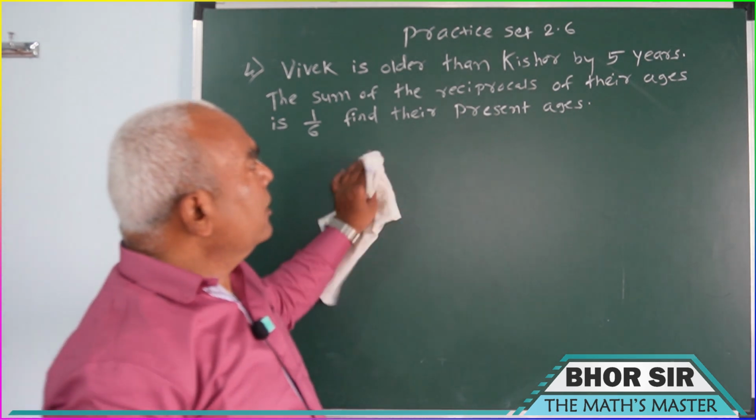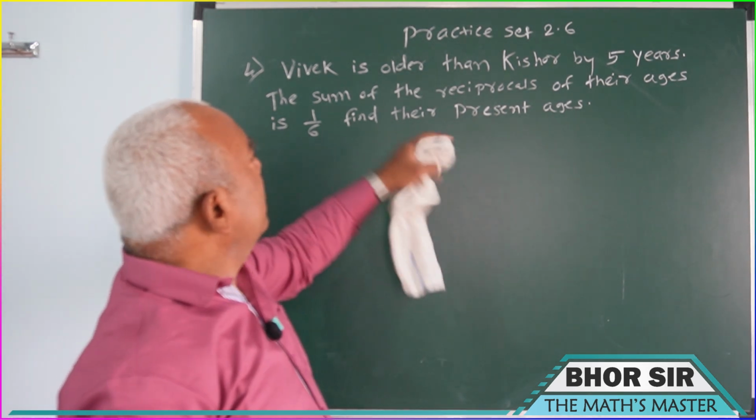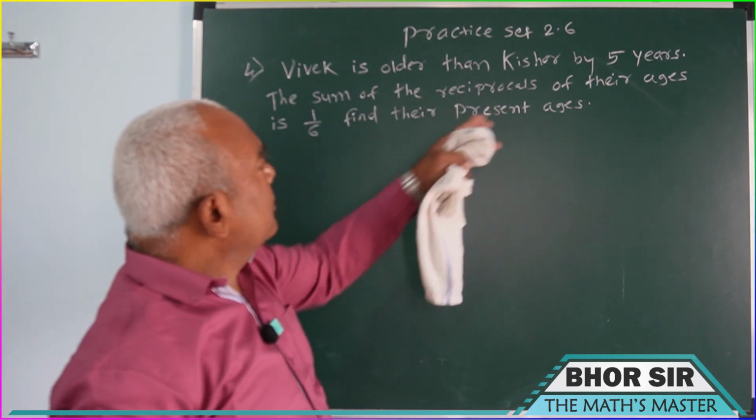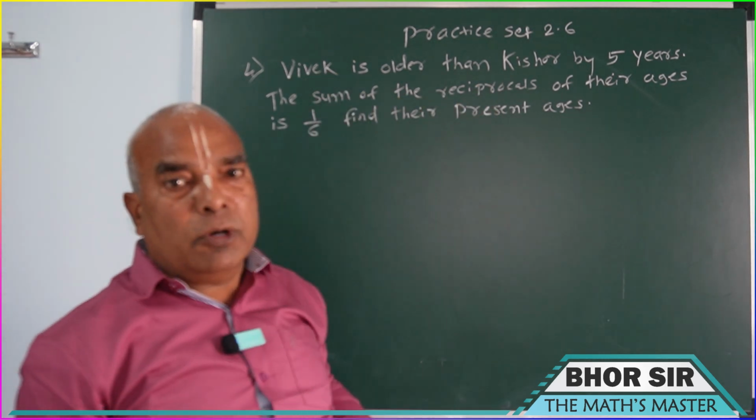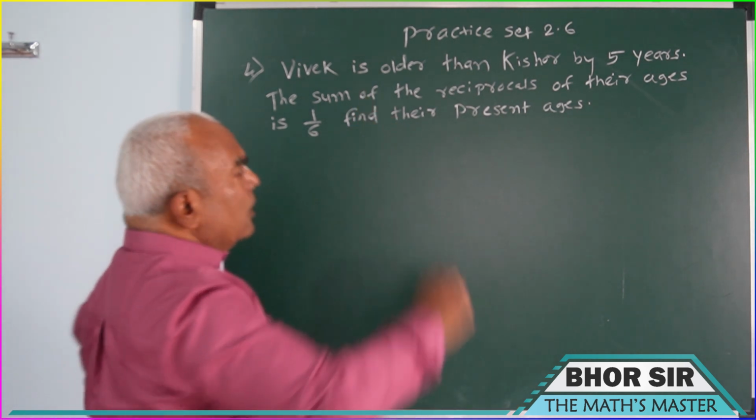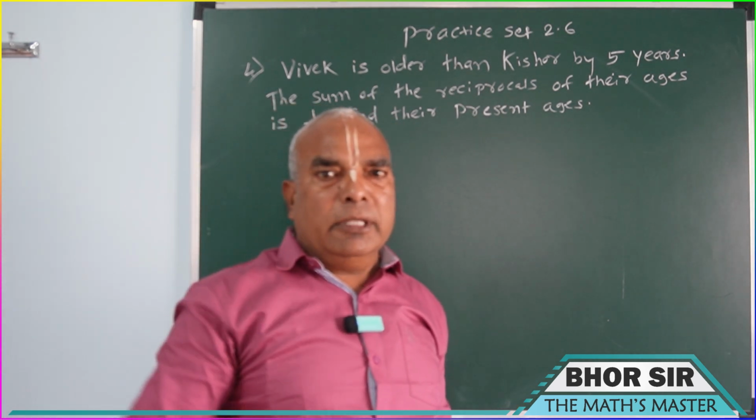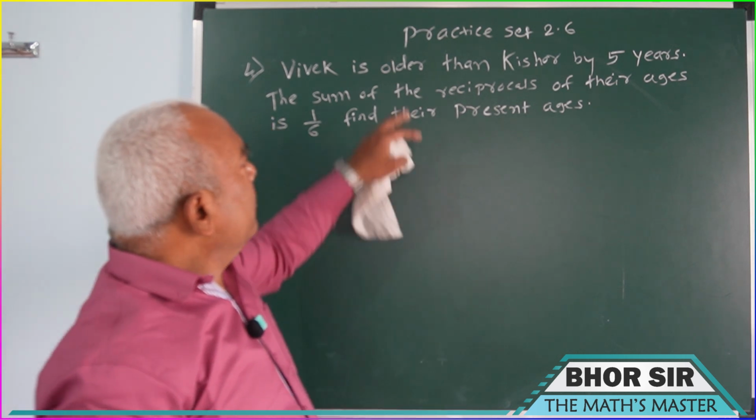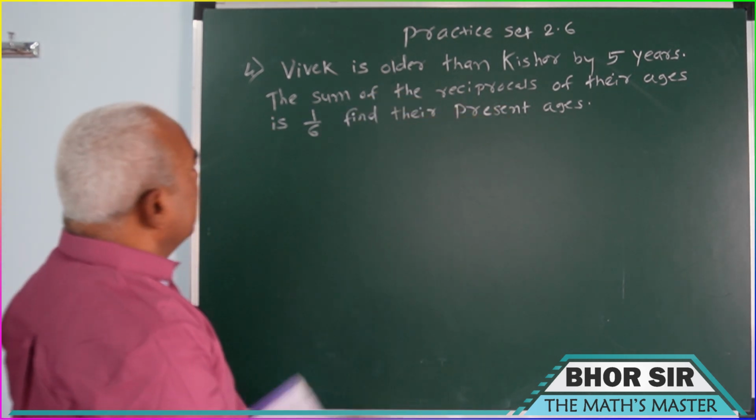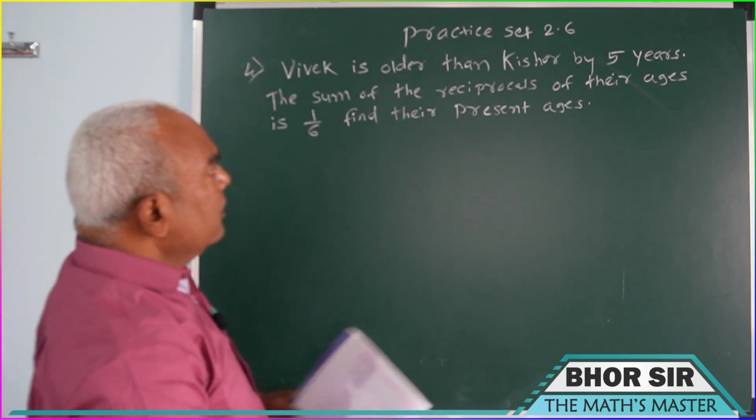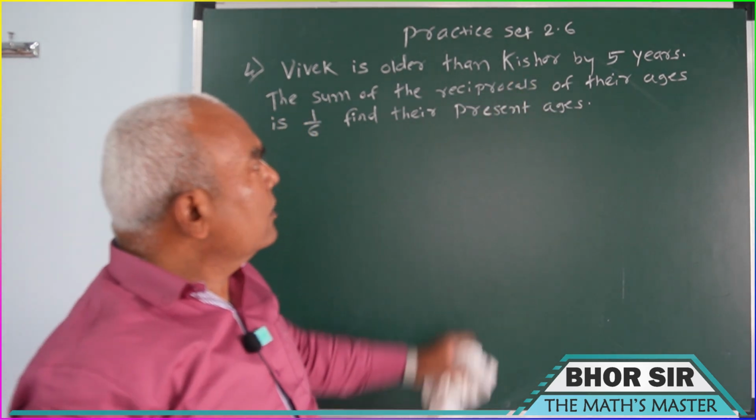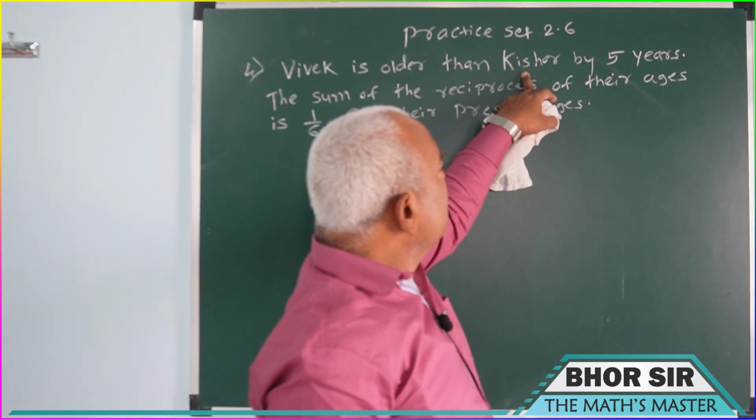By looking, you may think that it is a very easy example, because you would just take x and x plus 5 and add them. But it is not that. See carefully what the condition is. Vivek is older. Older means elder, means bigger, by 5 years. So who is smaller? Kishore is smaller. Therefore, we should consider Kishore's age as x years.